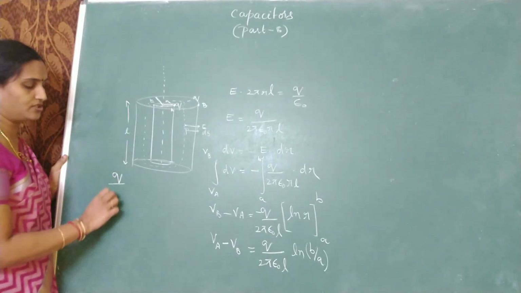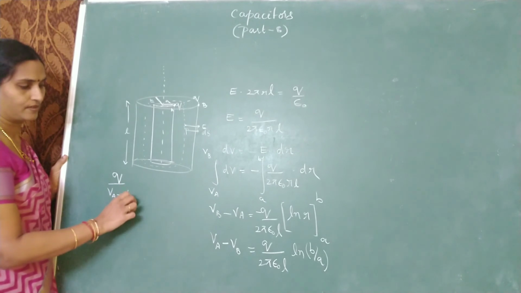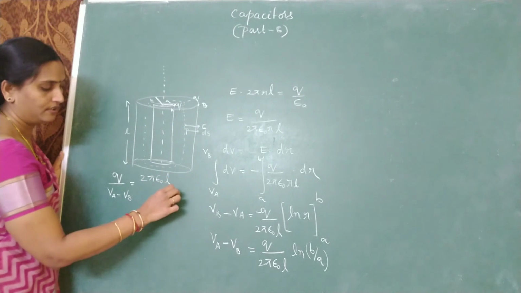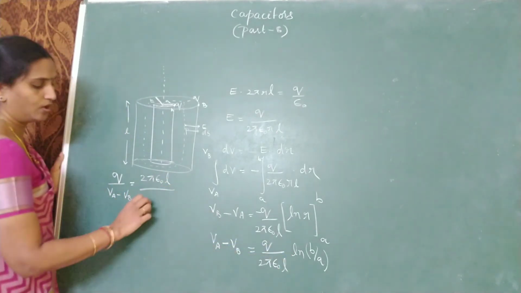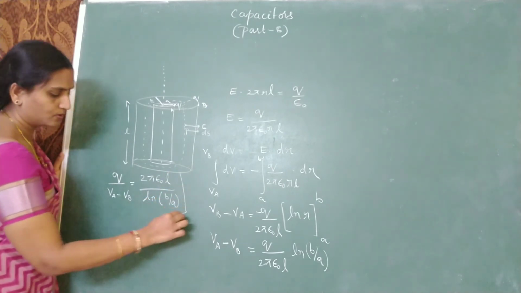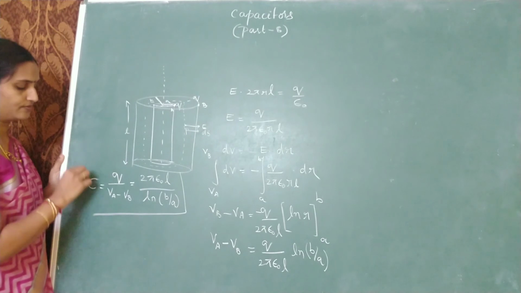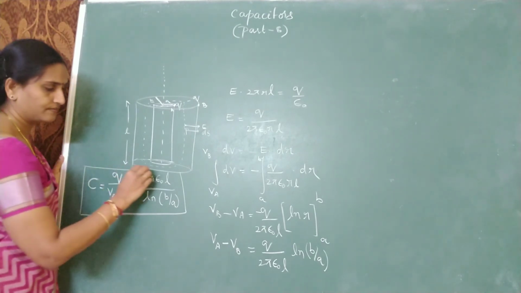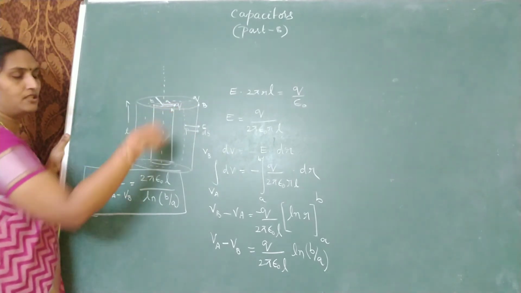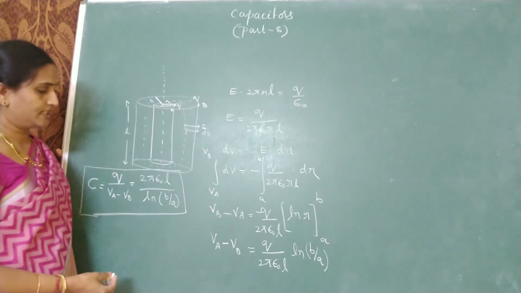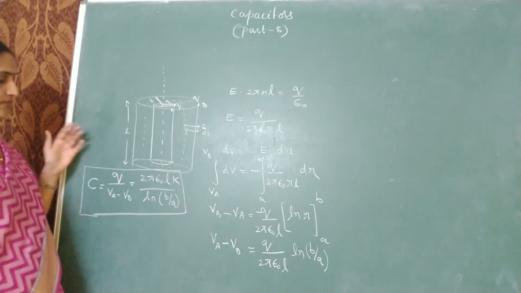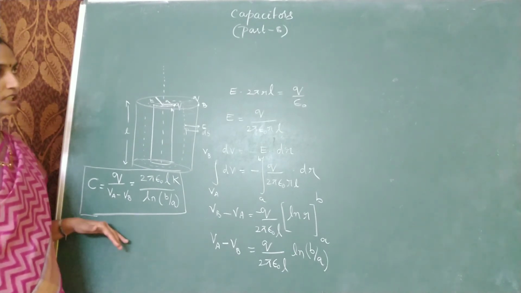Now Q on one side, VA minus VB on the other side. So Q by potential difference will be 2 pi epsilon naught L divided by log B by A. So this will give you the capacitance of a cylindrical capacitor. If you fill this region with a dielectric, that means between the two cylinders, if you completely fill it with a dielectric, then you can increase its capacitance by K times. So this is how you can find the capacitance of a cylindrical capacitor.